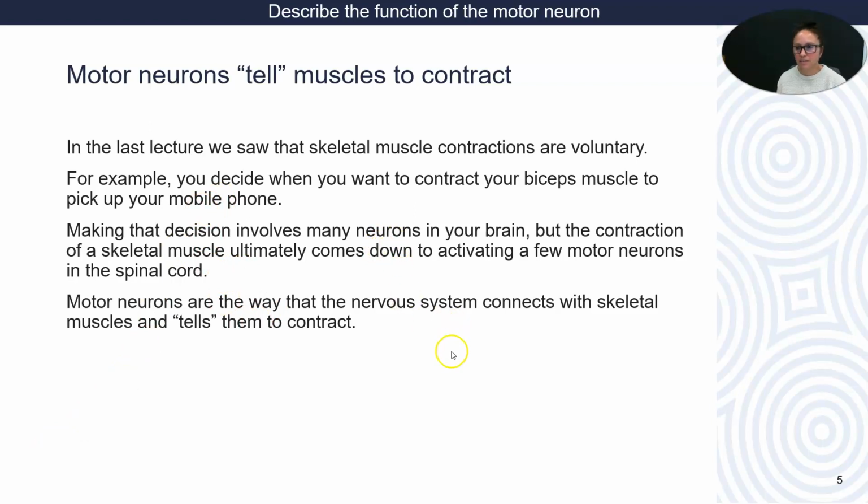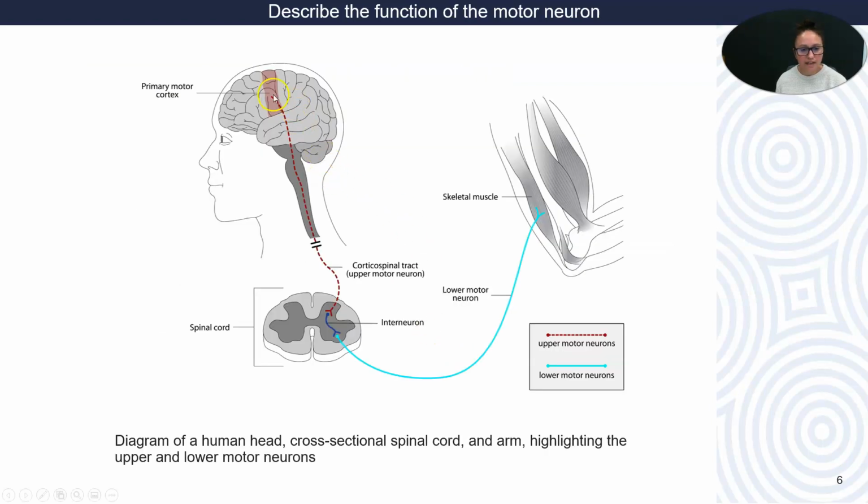Okay, so let's have a look and see how this process works. So here is an area of your brain which is called the primary motor cortex. So you make a decision around the frontal lobe here, and then it ends up activating or sending action potentials to these neurons. Now in here is where the motor information comes from.